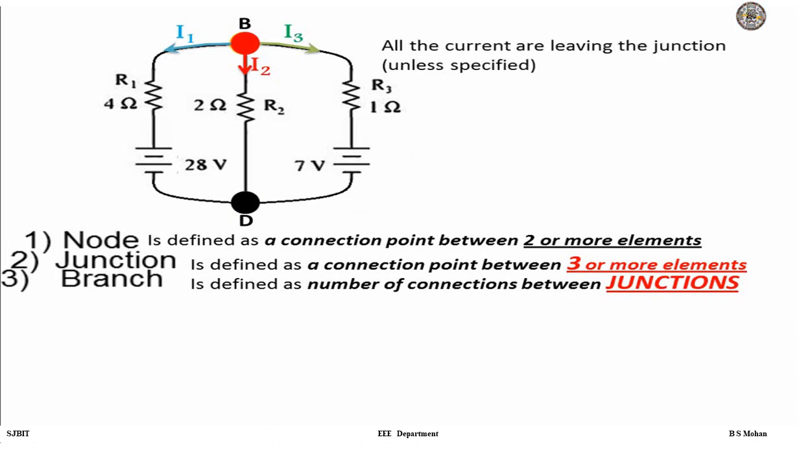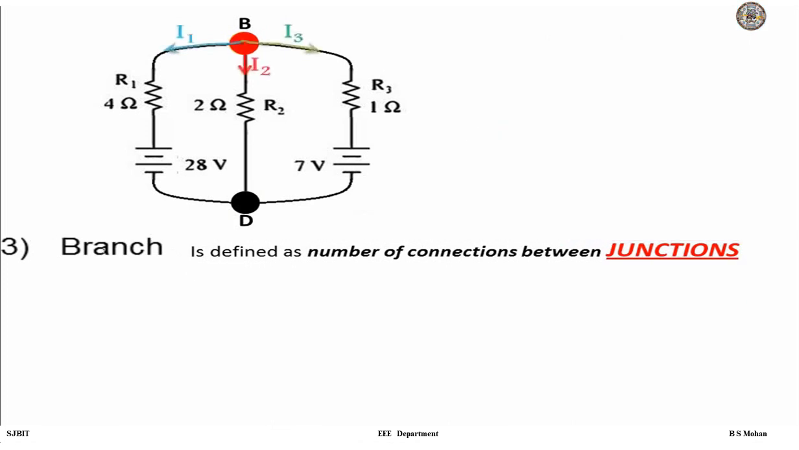So we have three branches. We assume all the currents are leaving the junctions. If we apply KCL at point B, when we analyze with respect to current entering is equal to current leaving, one can write 0 is equal to I1 plus I2 plus I3, right?